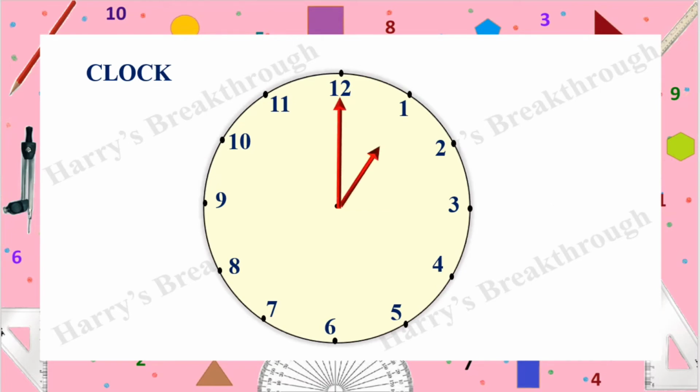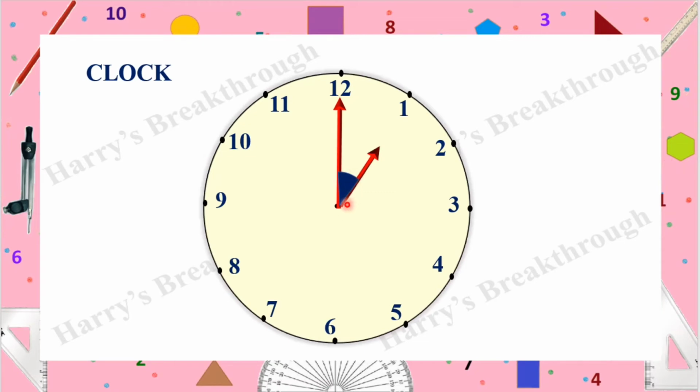Now the time is 1 o'clock. Can you say what will be the angle between this hour hand and minute hand? How can we find that? In the previous class, we had divided a circle into 12 equal parts and the angle of one part is 30 degrees. Here also you can see 12 equal parts. So the angle of one part will be 30 degrees.